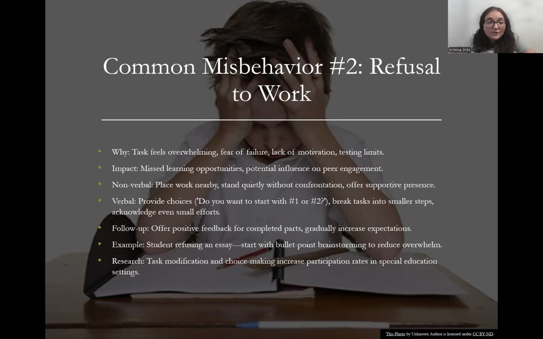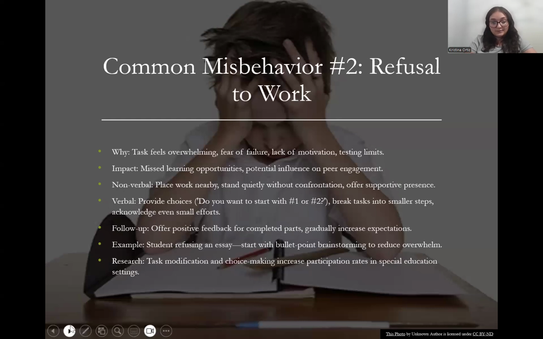Follow up: offer positive feedback for completed parts and gradually increase expectations. So maybe you just start off with, "Okay, let's do the first two questions." They did that. "Thank you for that." Even though you wanted them to do 10, they did two. Thank you. That's still something, and we will gradually increase as we go on. So, research: task modification and choice making increases participation rates in special education settings. So having them make the choice, you're still doing the work, but you're choosing which one you want to do.